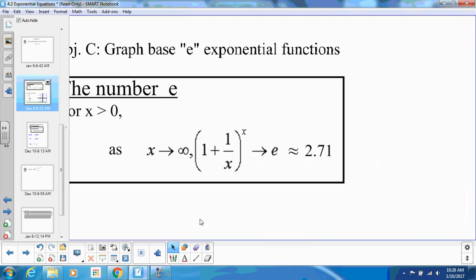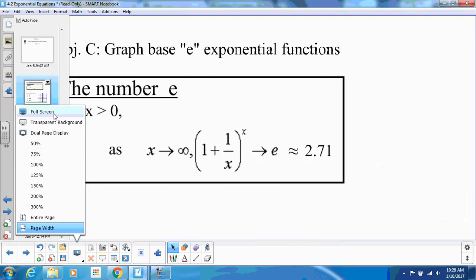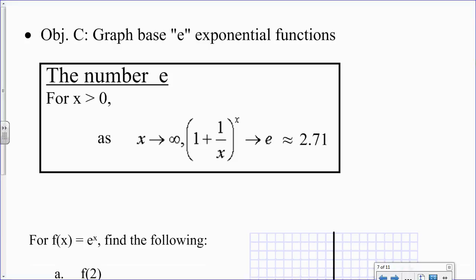Okay, we want to finish 4.2. We're starting here with objective C, so this is still part of 4.2. We're talking about the number e.